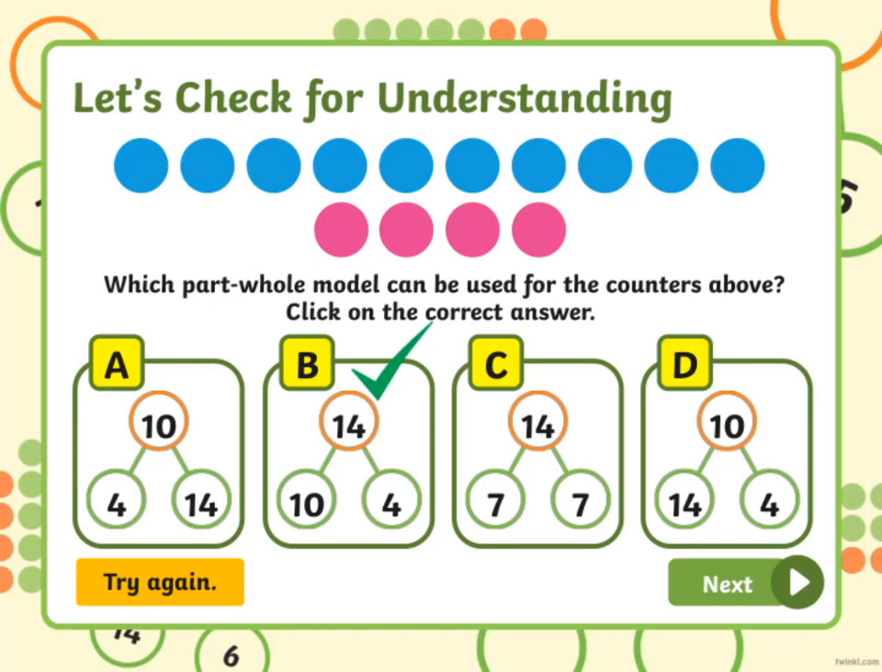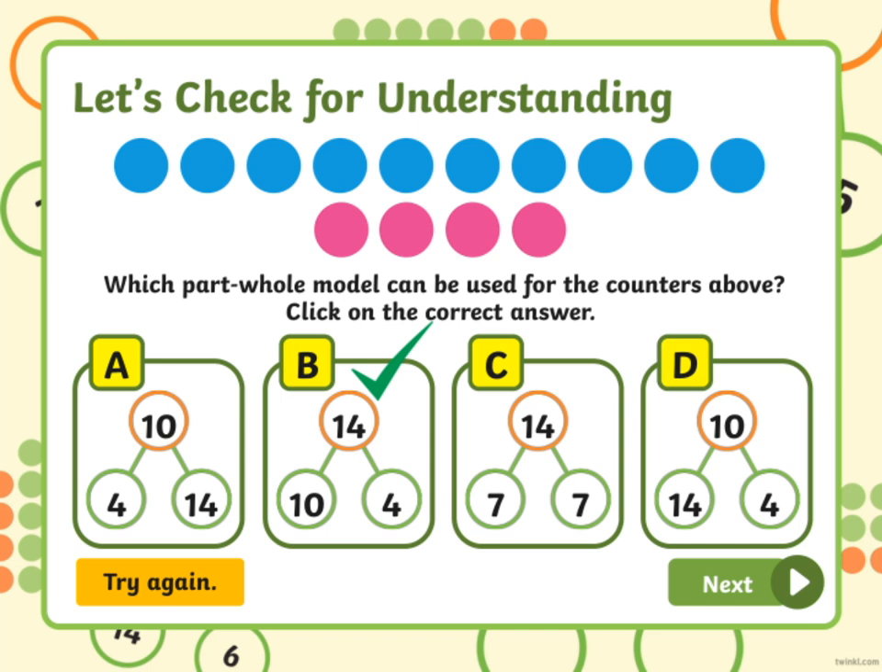All right, let's take a look at this slide. Here, we've got a sequence of options. Next, try again, D, C, B, A. The question is asking which part-whole model can be used for the counters shown above. Now, remember, part-whole models are great for helping us understand how smaller parts make up a whole. When we see options like these, it's important to think about how the counters relate to each other and to the total number. As we consider the options, think about which model best represents the relationship among these counters.